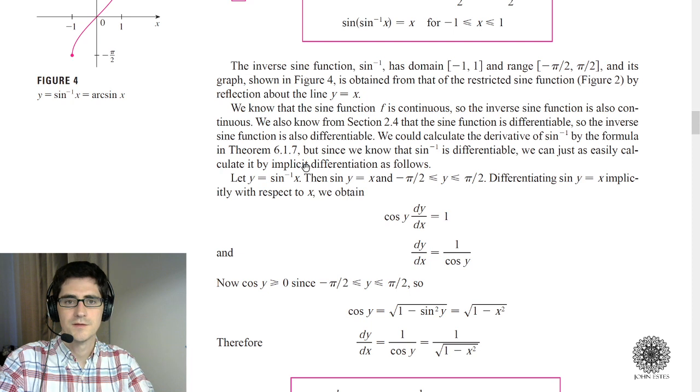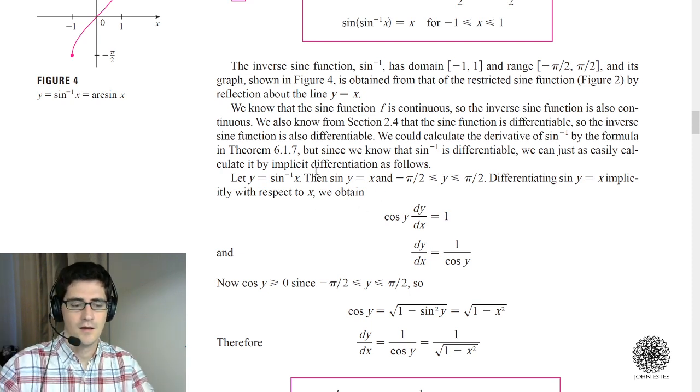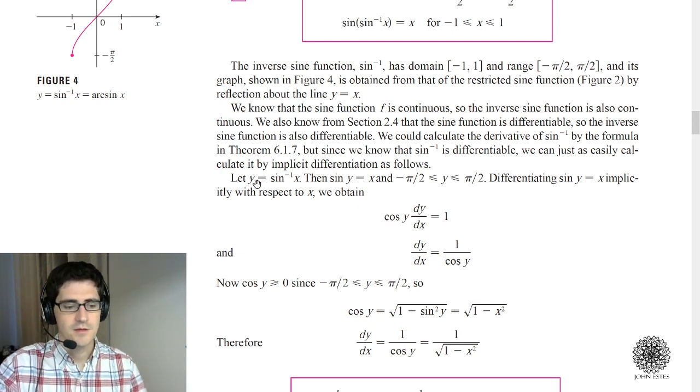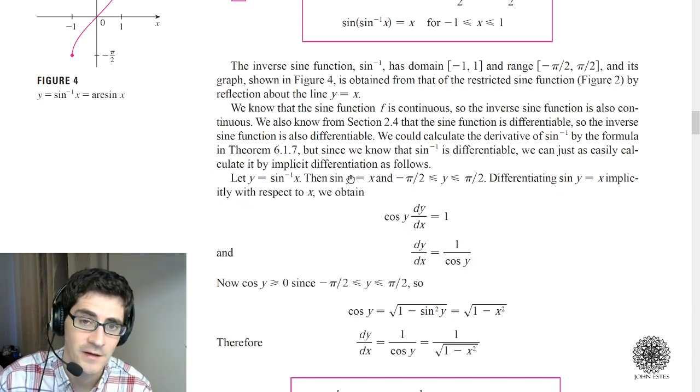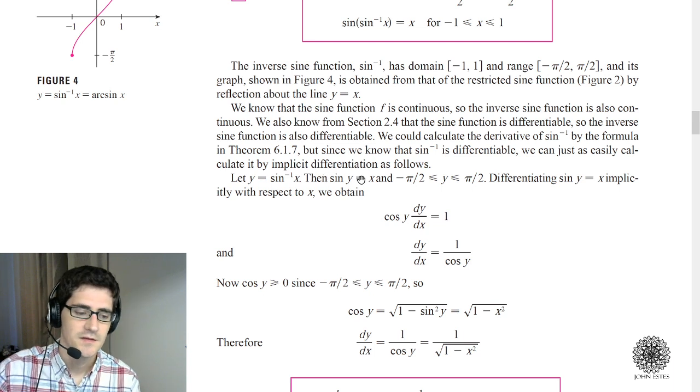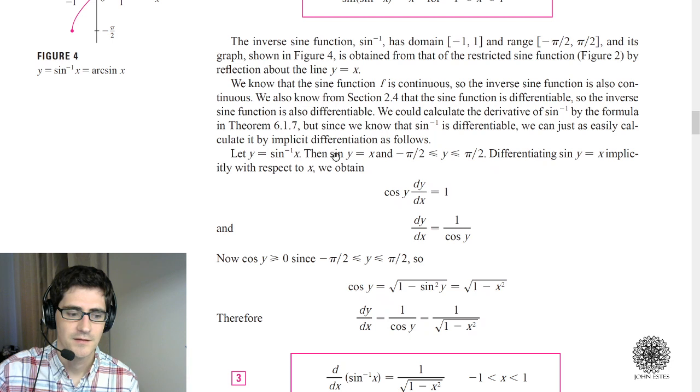Y is the angle, because sine inverse x is an angle. And the relationship then is that sine y equals x. And so I know the derivative of sine. So from this, I can do some sort of implicit differentiation idea like this. If I take the derivative of both sides of sine y equals x, with respect to x, the derivative of x is simply 1.